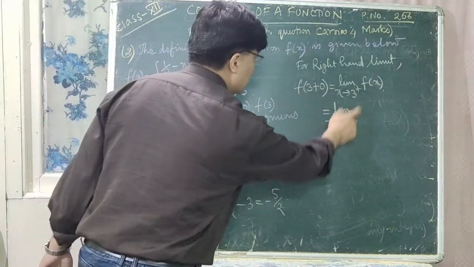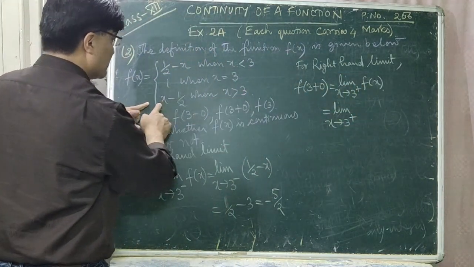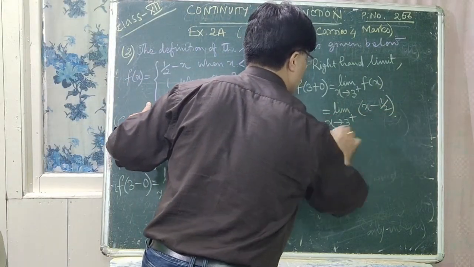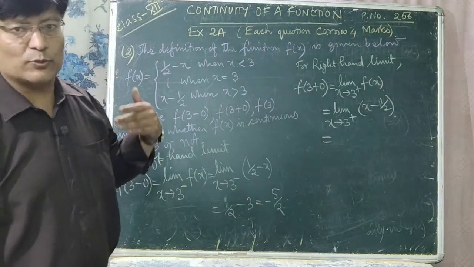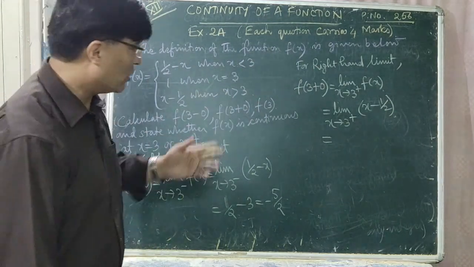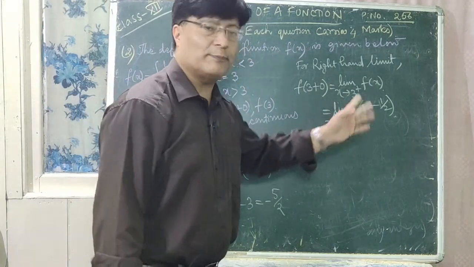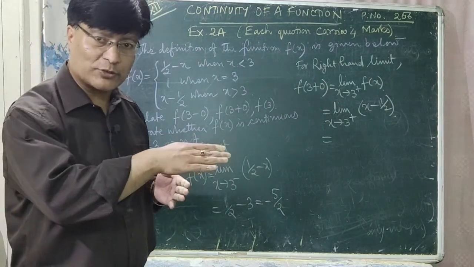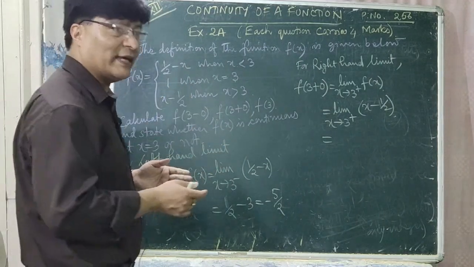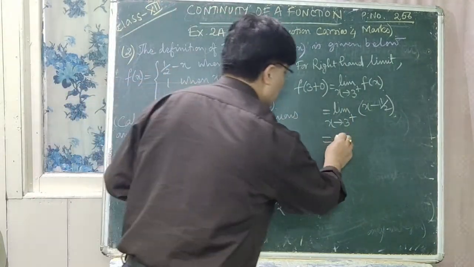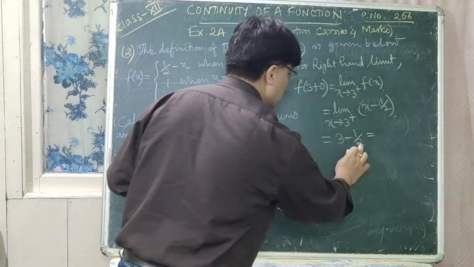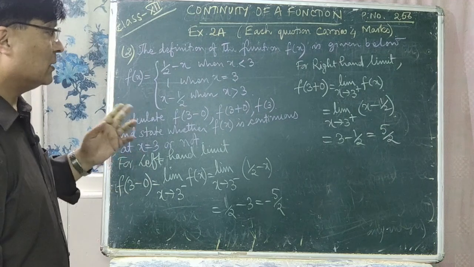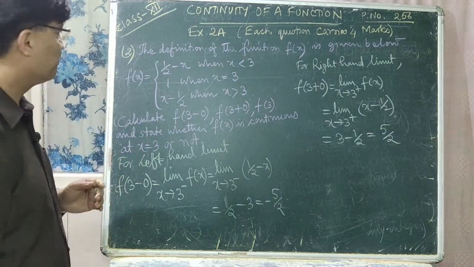So when x is greater than 3, what is the value for f of x? It is x minus half. So you can write here x minus half. Actually this 3 is the limiting value of x, not the exact value of x. x tends to 3 plus means x is not exactly equal to 3, it is approaching 3. So 3 is the limiting value of x. So we can write here 3, which is equal to 3 minus half, which is 3 2s are 6, minus 1 is 5 by 2. So we got this as 5 by 2.